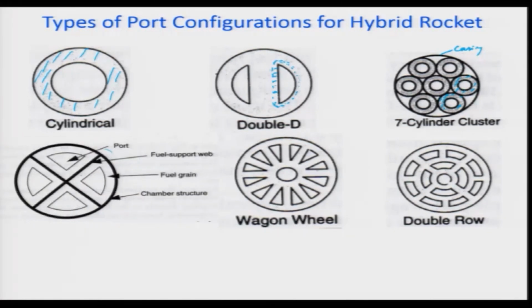And let us look at this. As I told earlier, this port will have a fuel support wave, which will basically have a certain propellant, but its regression rate is much lower as compared to that.